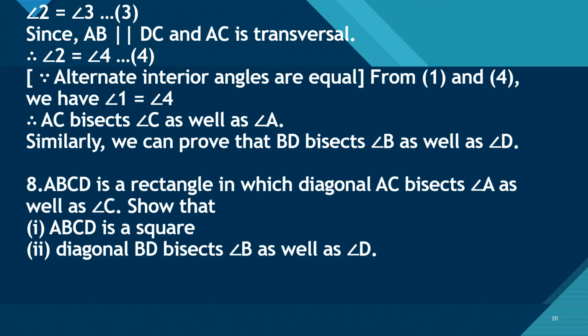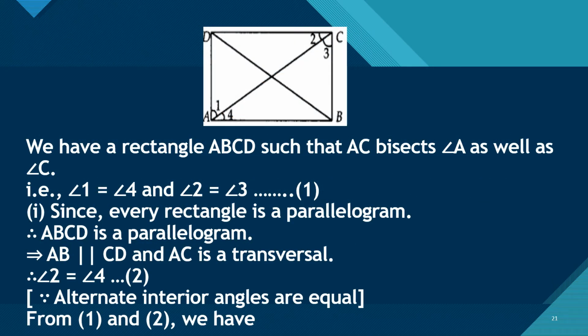ABCD is a rectangle in which diagonal AC bisects angle A as well as angle C. Show that ABCD is a square, and that diagonal BD bisects angle B as well as angle D. So this is the figure for that question, and we have a rectangle ABCD such that AC bisects angle A as well as angle C. That is, angle 1 is equal to angle 4 and angle 2 is equal to angle 3. This is the first equation.